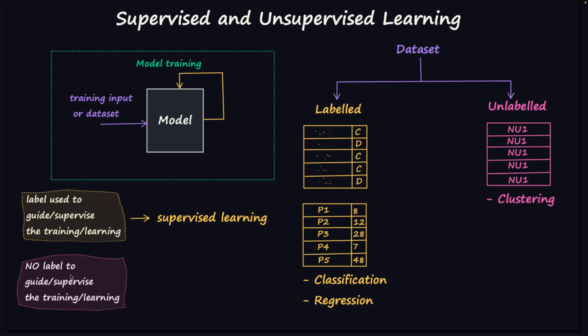On the other hand, if we don't use any label to guide or supervise the training process, then we call that unsupervised learning. If we take clustering as an example, we don't have any expected or known outcome. The model training somehow has to figure out the similarities between the data, right? So we don't have anything to guide it, like a label or expected outcome. So this type of learning is called unsupervised learning.